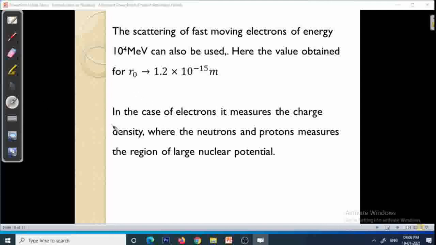So why this discrepancy? In the case of electrons, it measures the charge density. But in the neutron scattering experiment, and also the alpha particle experiment, the scattering measures both neutrons and protons. It measures the region of large nuclear potential.